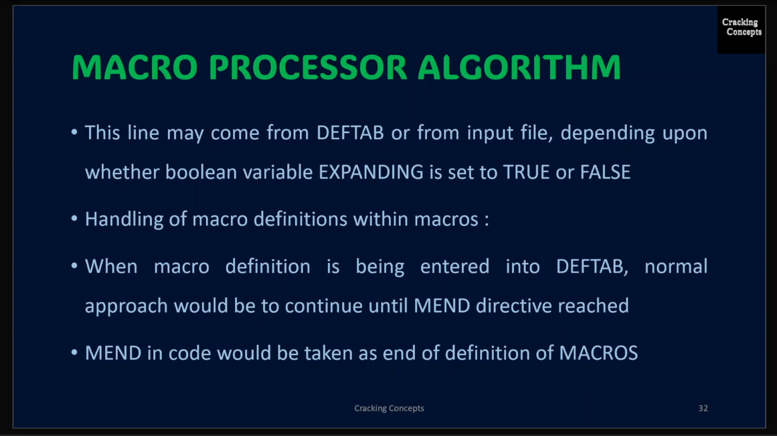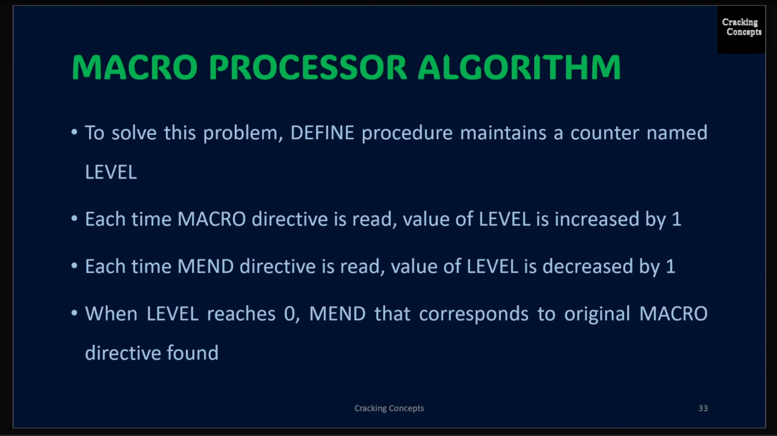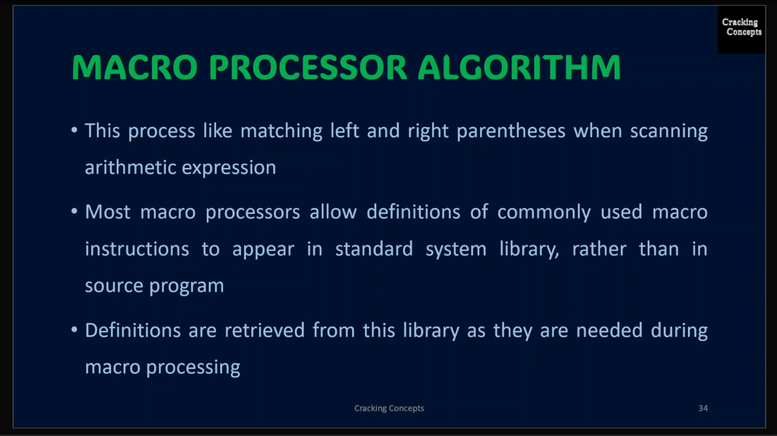The handling of macro definitions within macros will be seen next. When a macro definition is being entered into def tab, the normal approach would be to continue until a mend directive is reached. The mend in code would be taken as the end of the definition of the macro. To solve this problem, our define procedure maintains a counter named level. Each time a macro directive is read, the value of level is increased by 1. Each time a mend directive is read, the value of level is decreased by 1. When the level reaches 0, the mend that corresponds to the original macro directive has been found. Now this process is very much like matching the left and right parentheses when scanning an arithmetic expression.